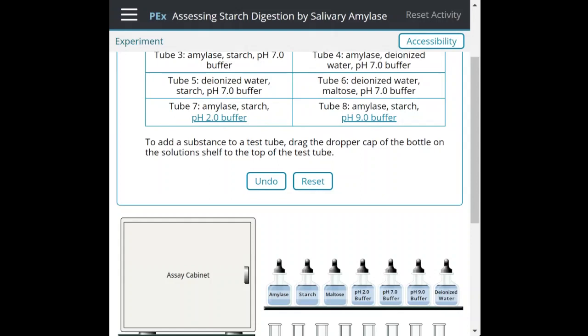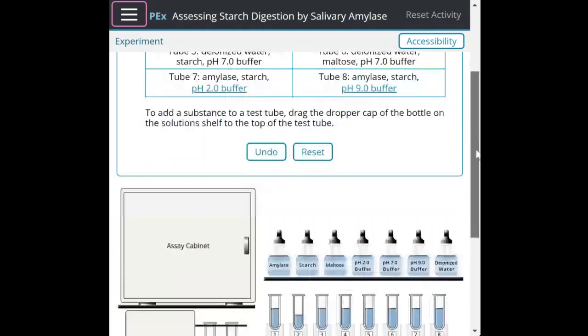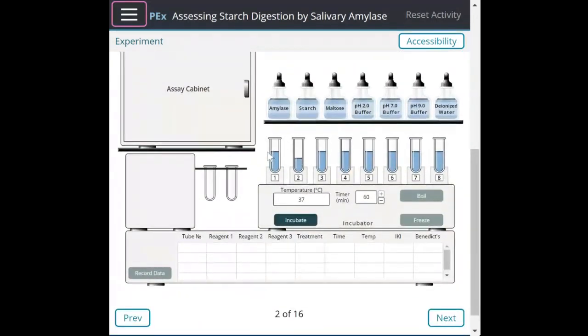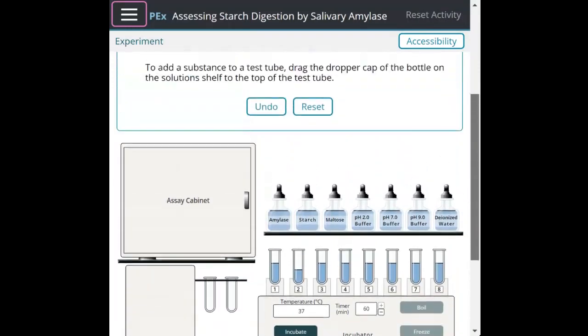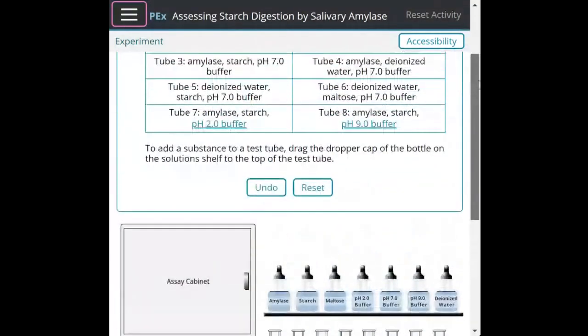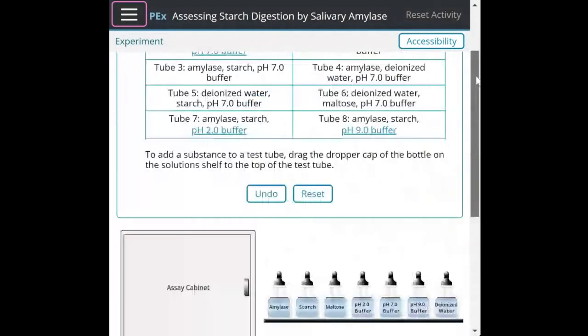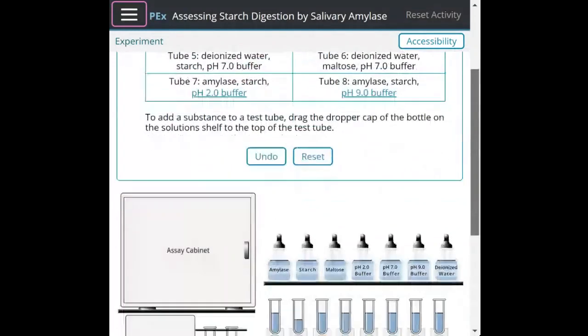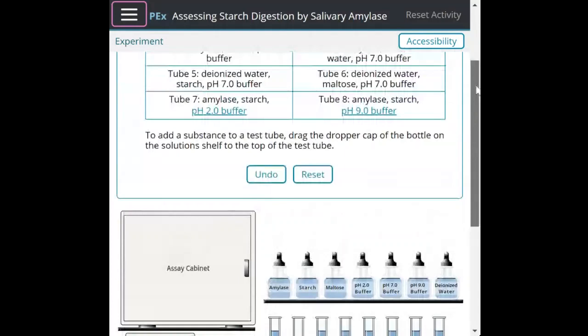So we see tube number 1, right? That's going to be our control. Tubes number 2 and 3, one of them we're going to boil, one of them we're going to freeze. We're going to see how that affects it. Tube 4 had amylase but no starch in it. Tube 5 had starch in it but no amylase, so no enzyme.